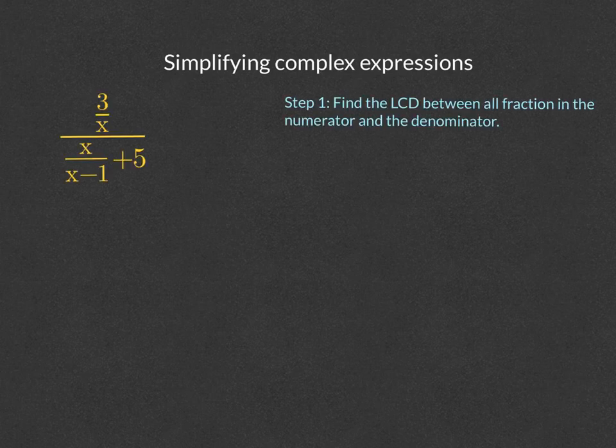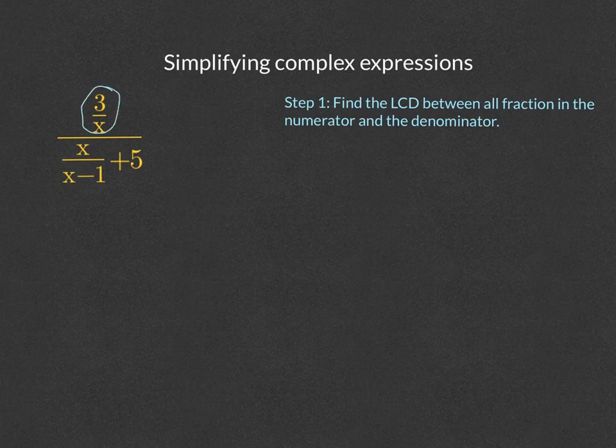Let's go over the steps for simplifying complex expressions. Alright, so the first step would be to find the LCD between the fractions in the numerator and the denominator. So I have here a couple fractions I want to take a look at. I want to look at that numerator first, and I have one fraction in the numerator. The denominator from that is just x. So x would be part of the LCD.